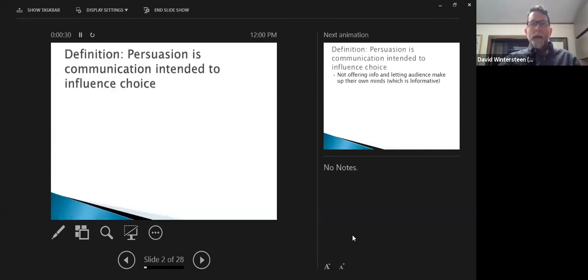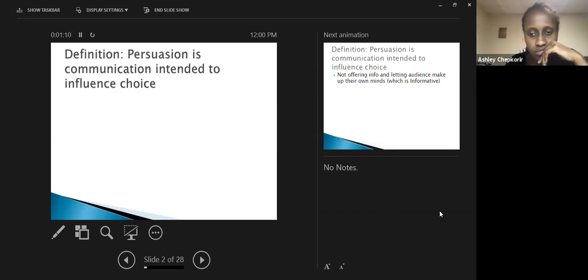So, okay, how do we define it? It's defined by the book as intended to influence choice. That is what persuasion is, as opposed to informative, which is not intended to influence choice. Informative is intended to inform, to give you more knowledge. But here it's about influencing the choices. Apart from anything else, there's choice implied here: it's this or that. Your goal is to nudge, to push, to influence the audience to choose the way you want them to choose.